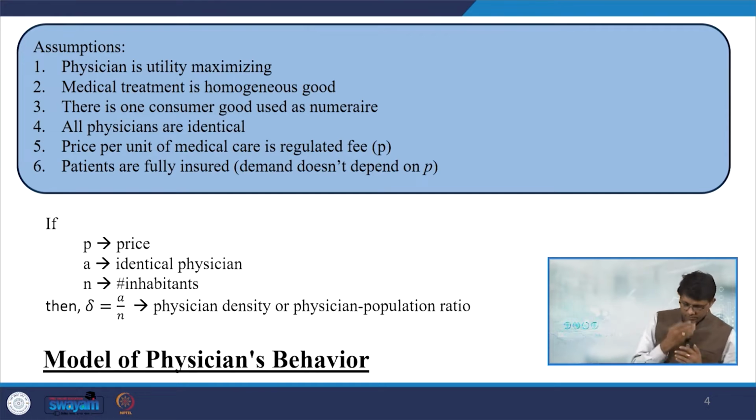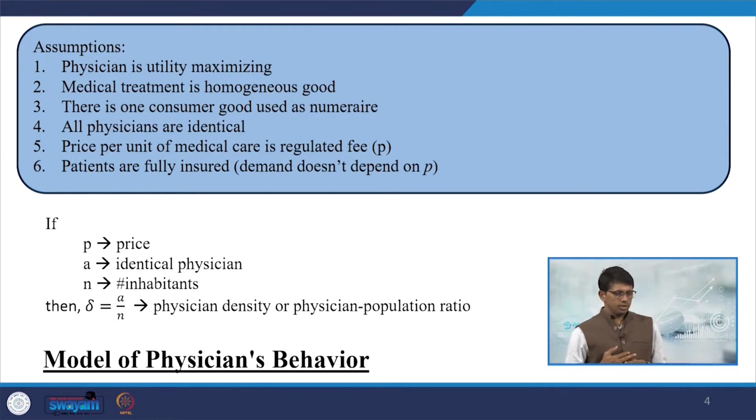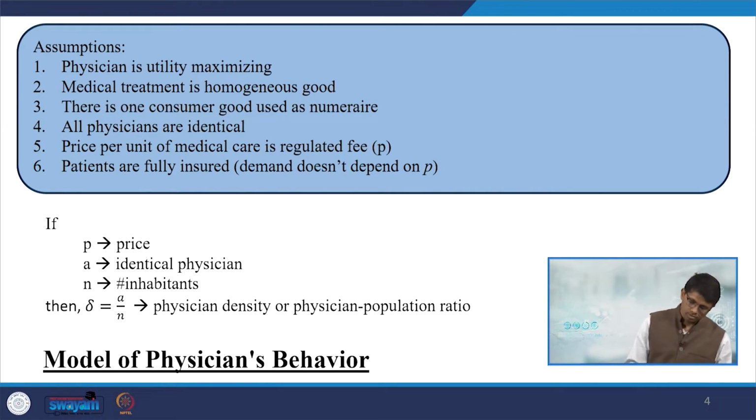Once again, for counting the assumptions, you can follow our previous lecture. For your knowledge, P we are taking as price, and A is the number of physicians, which are considered to be identical physicians. N is the inhabitants, or the persons or the patients. Then delta stands for A upon N. Basically we are counting this as physician density, or physician population ratio. So this is the one we are going to use the most in our model.